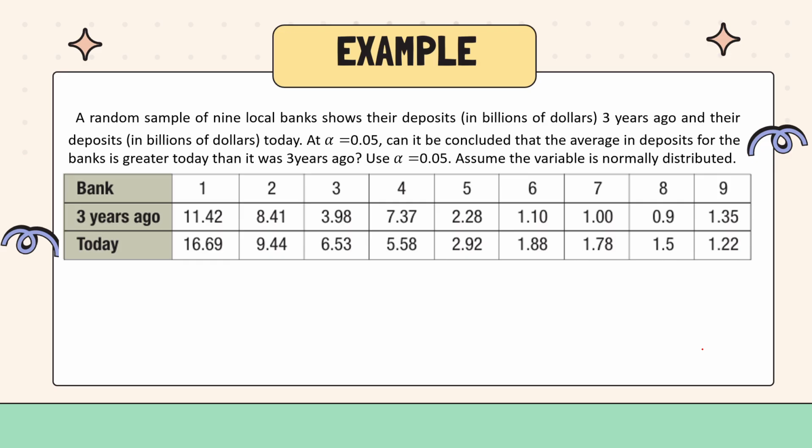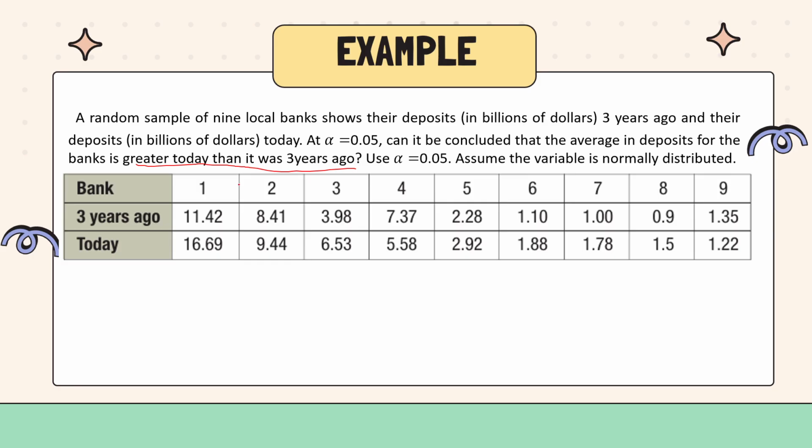In problem number 2, a random sample of 9 local banks shows their deposits in millions of dollars 3 years ago and their deposits in billions of dollars today. At alpha 0.05, can it be concluded that the average deposit for the banks is greater today than it was 3 years ago? It means that we are interested to see if there has been an increase in deposits. The deposits 3 years ago must be significantly less than they are today.